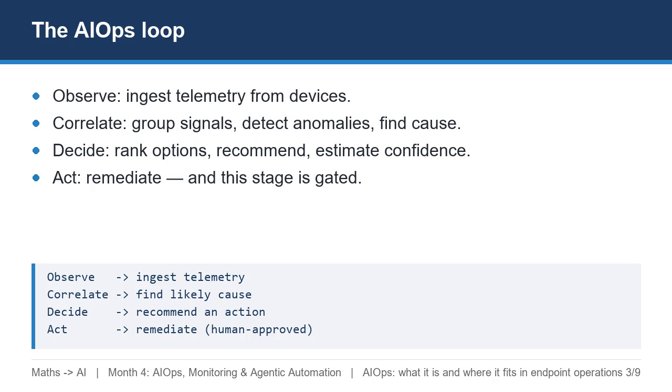Every AIOps workflow follows the same 4 stages. Observe, where you ingest telemetry. Correlate, where you group related signals and find the likely cause. Decide, where you rank options and recommend an action. And act, where remediation actually happens. The first 3 are low risk because you're only reading and reasoning. The act stage is where consequences live, which is why we always wrap it in guardrails.